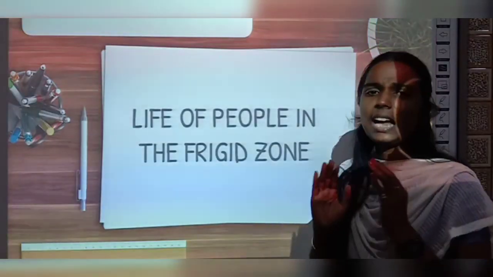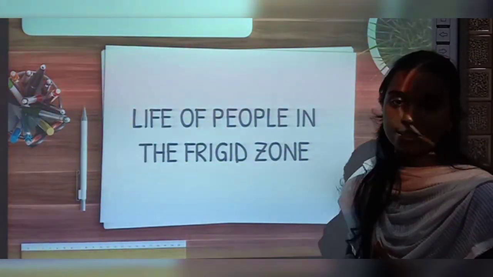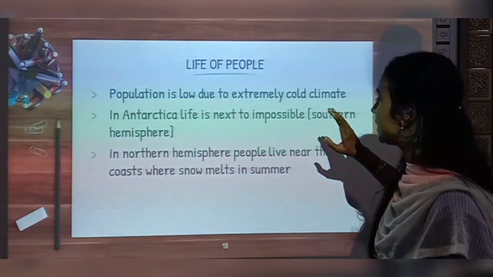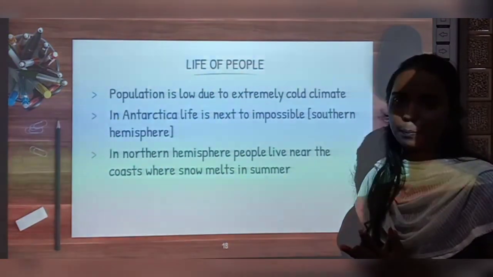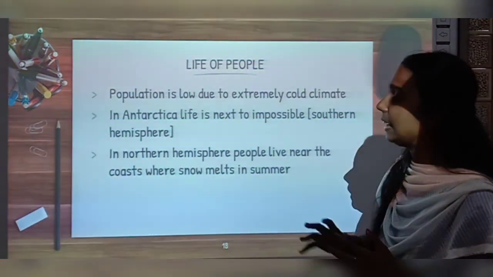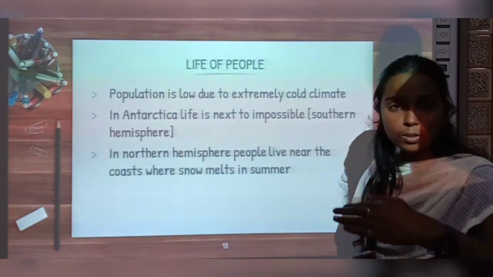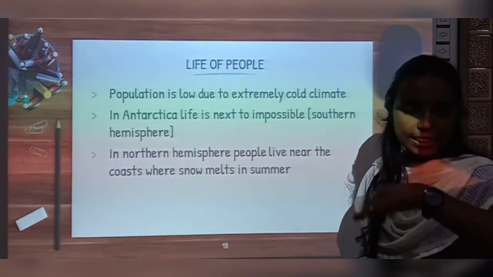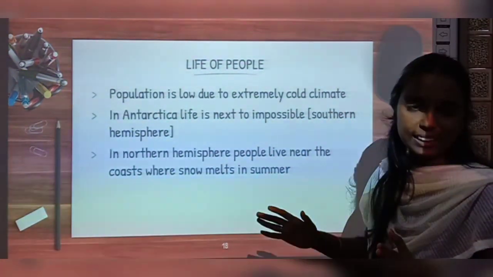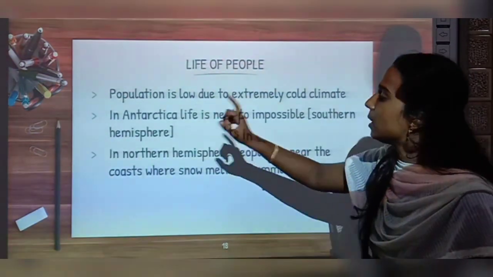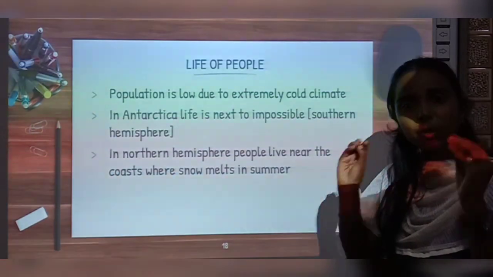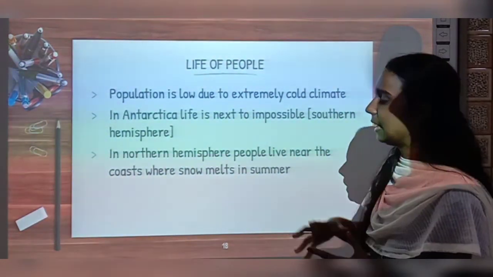Now let us discuss how is the life of the people in the frigid zone. See, population is low due to the extremely cold climate. Very less population only, because of the extremely cold climate. And see in Antarctica, where is Antarctica? In the southern hemisphere, in the frigid zone we have only Antarctica. That is a separate continent, right? But no one is living there. So in Antarctica, life is next to impossible. That is in the southern hemisphere.